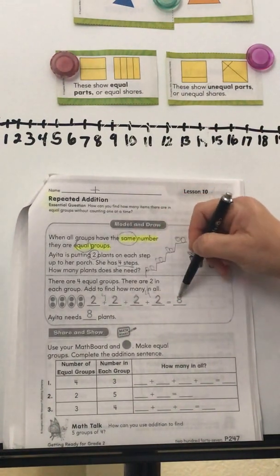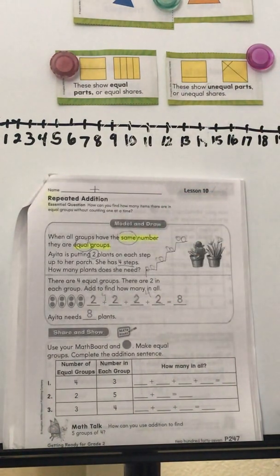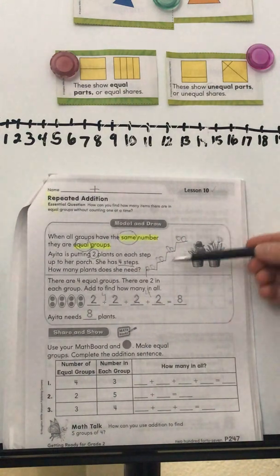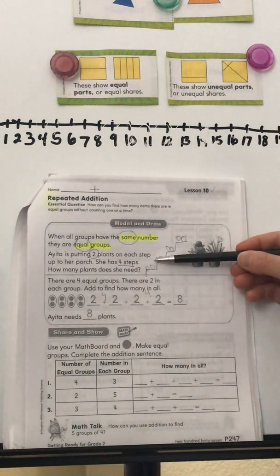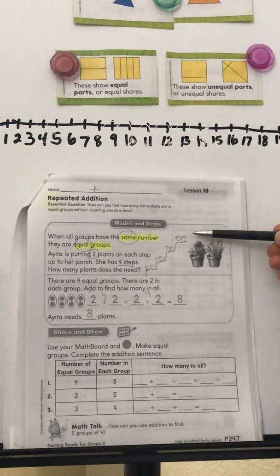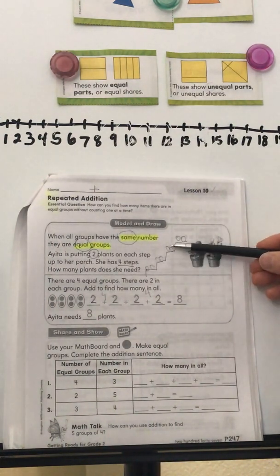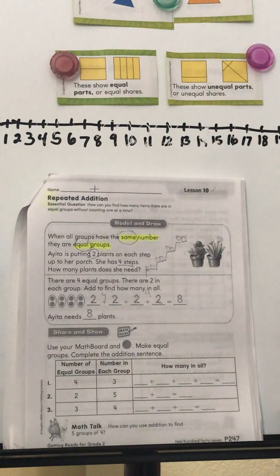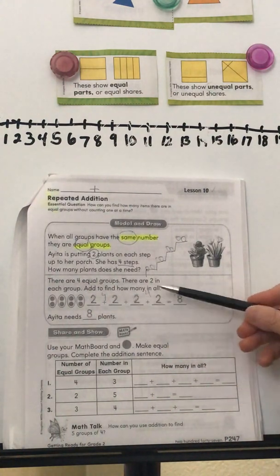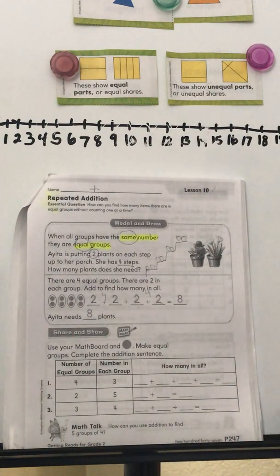4 plus 4 is 8. So Aida needs 8 plants. Let's count those plants and see if that's right. 1, 2, 3, 4, 5, 6, 7, 8. Yep. We could count by twos. 2, 4, 6, 8. That's what that's doing. Repeated addition.